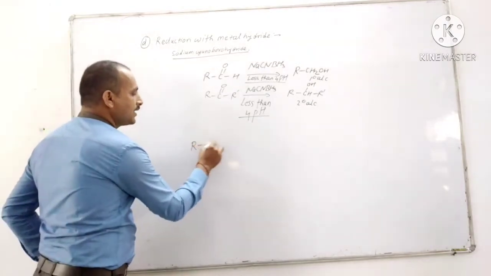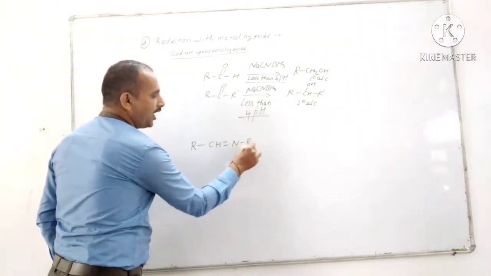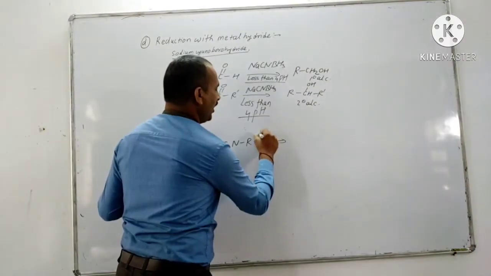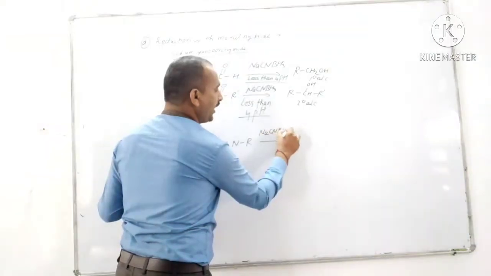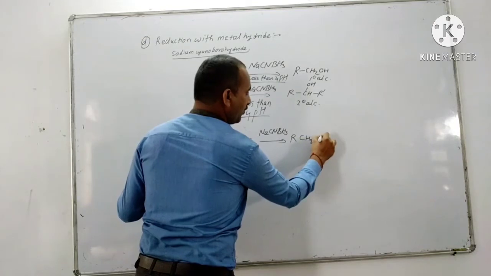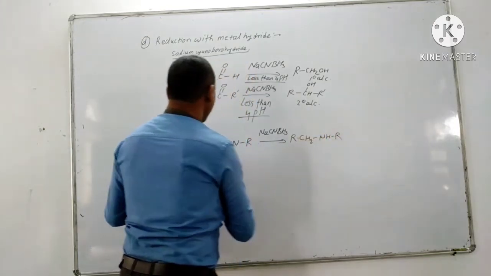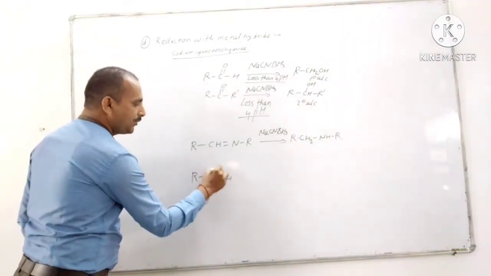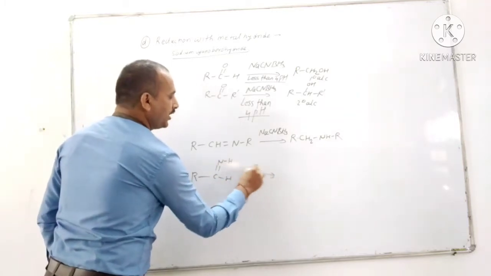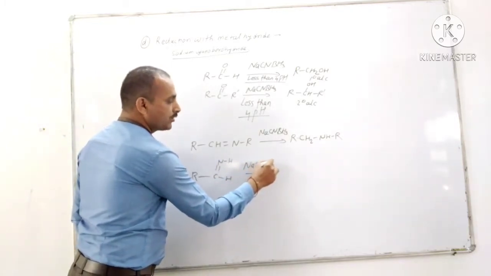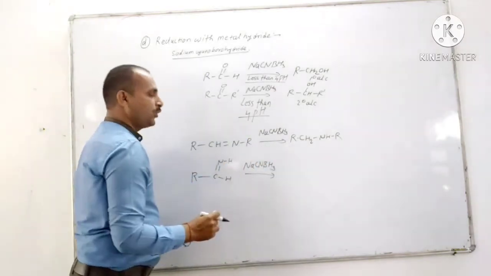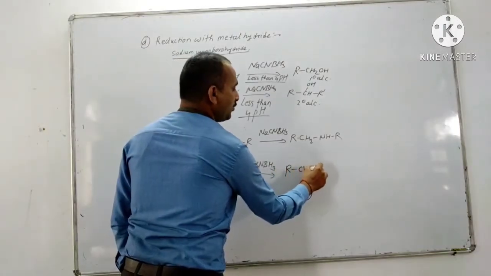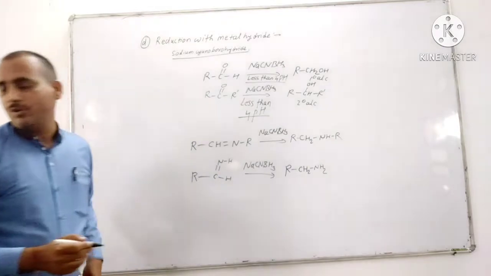So RCH=NR, this type of imine gets reduced to amine by using NaCNBH3. It gets reduced to RCH2NHR. Another example, RCH=NH. This imine is also reduced by sodium cyanoborohydride to the corresponding amine, means it forms RCH2NH2. Amine formation takes place.